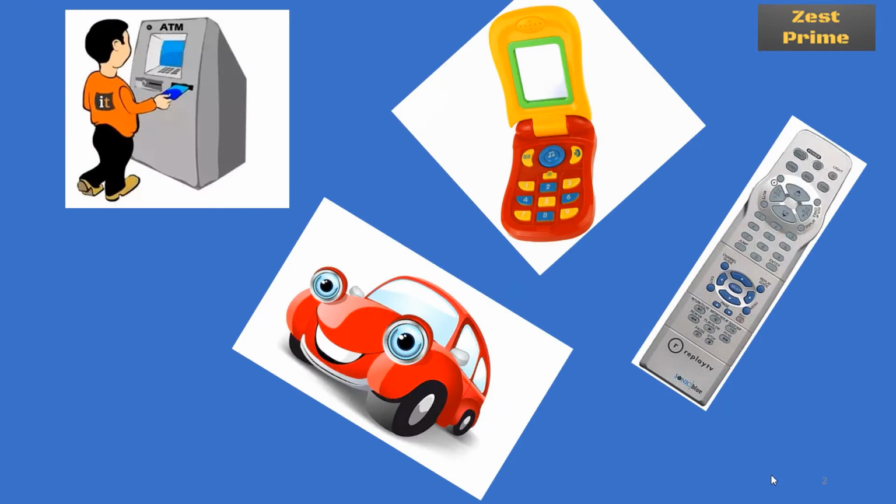If we see this PPT, you can see ATM, mobile, remote, and car. These are the things we use in our day-to-day life, and here we have a user interface everywhere. If we take the example of an ATM, we have a user interface where we can insert the card and key in the password. After that, we don't know exactly what happens. It validates your details according to the card you provided and cross-checks with the bank.